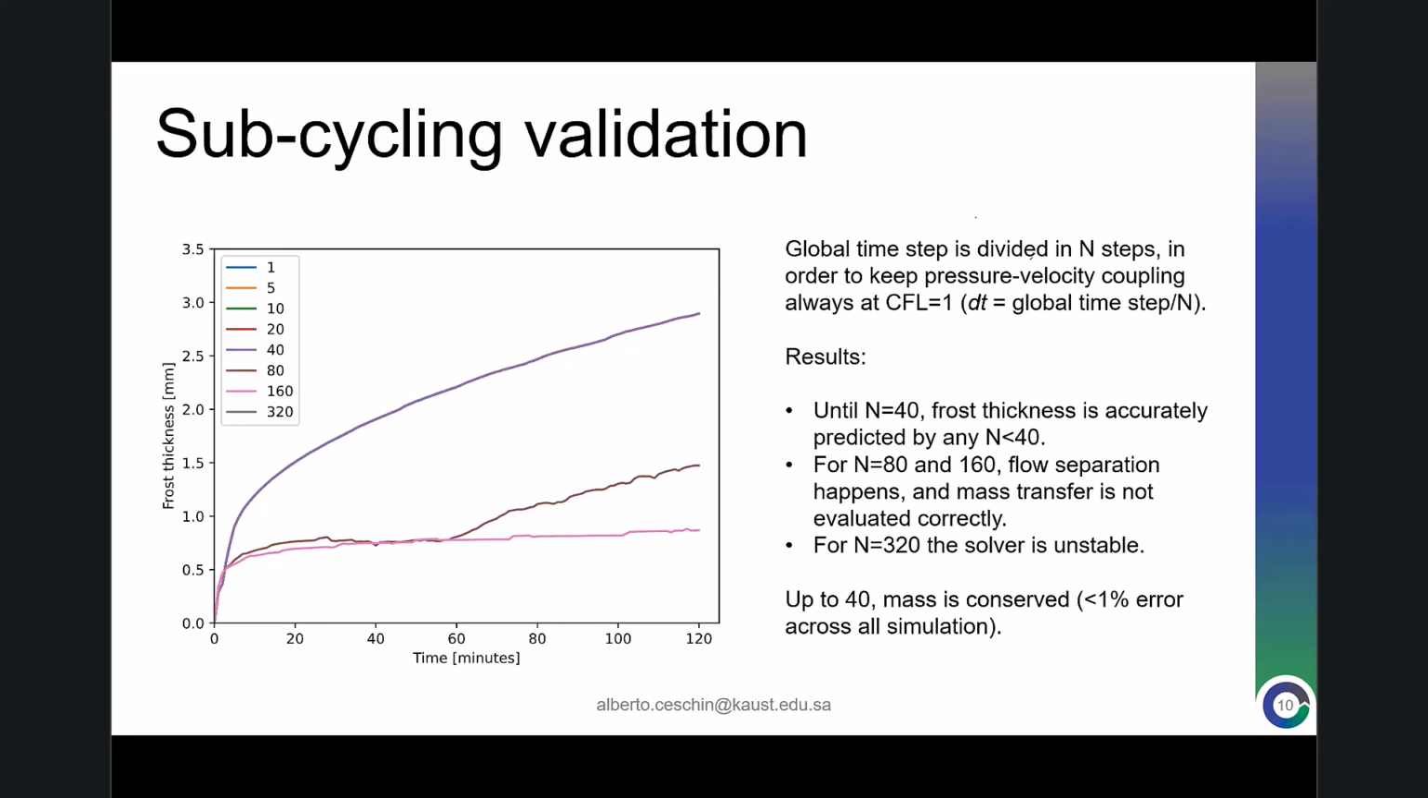But if we look here at the plot, that is the frost thickness in time, we can see, with one, I have no subcycling, so I'm solving for the same time step. Increasing the number of subcycles means that, for example, with 40, the temperature, energy and vapor mass are solved for a CFL of 40, and at the end, the pressure-velocity coupling is solved for a CFL equal to 1. We see that up to 40, the overlapping lines have really small differences.